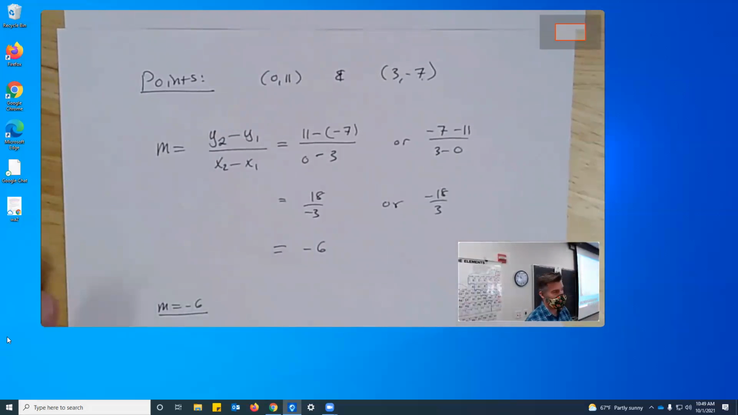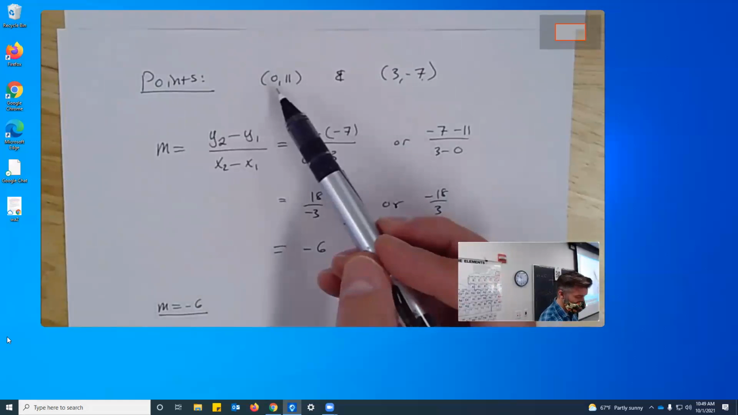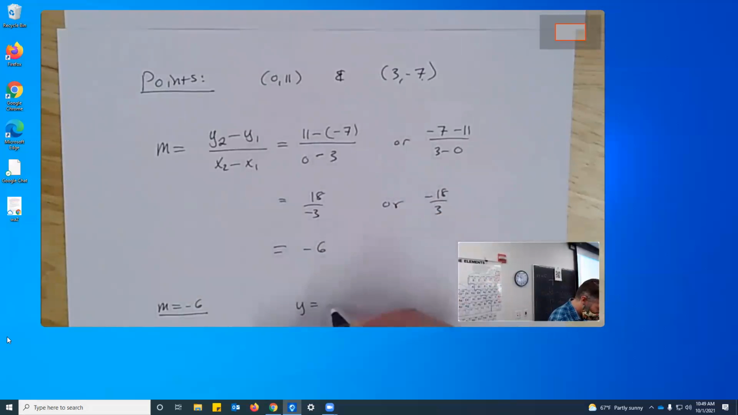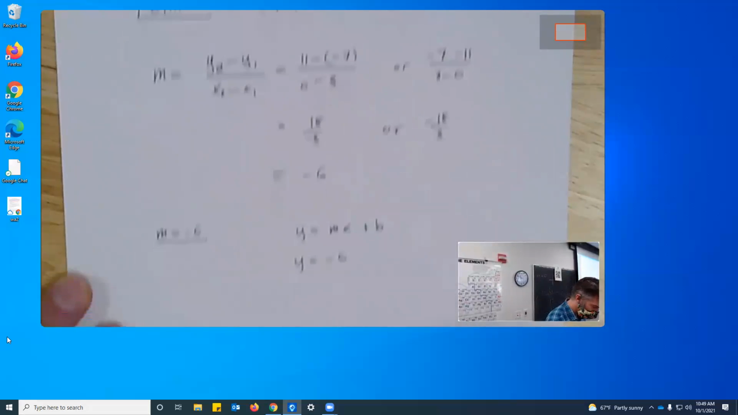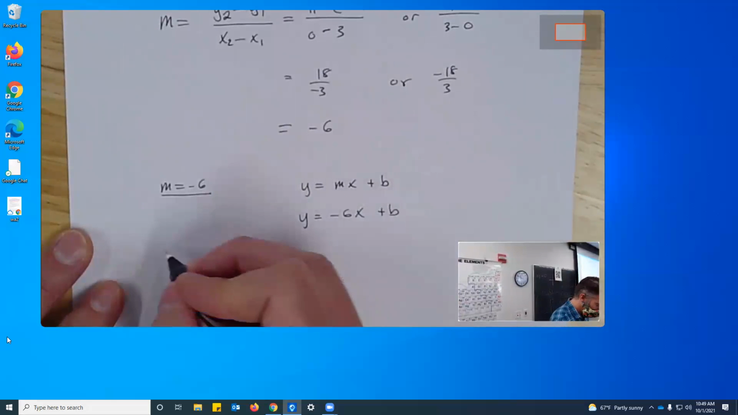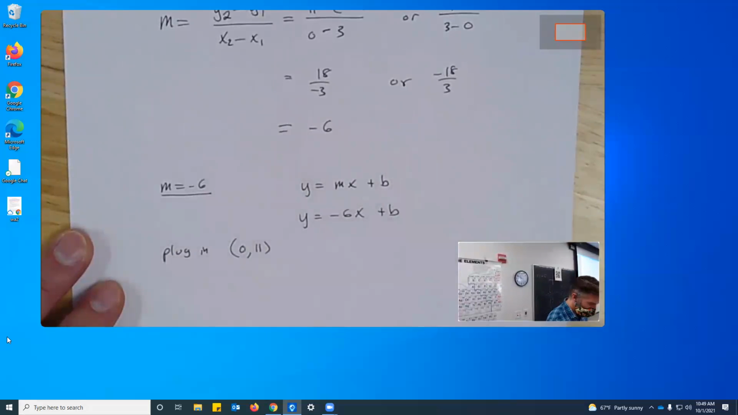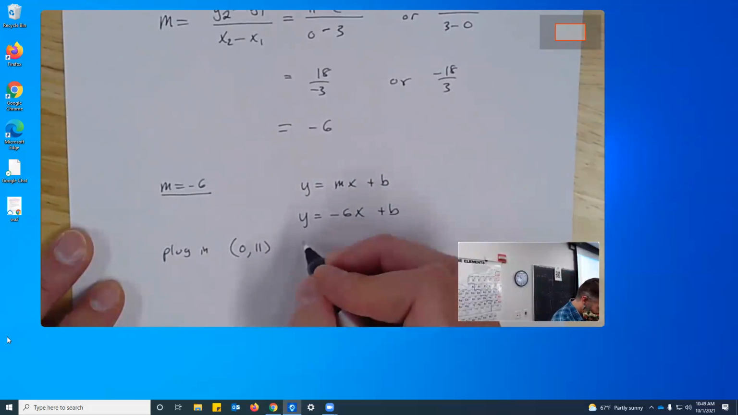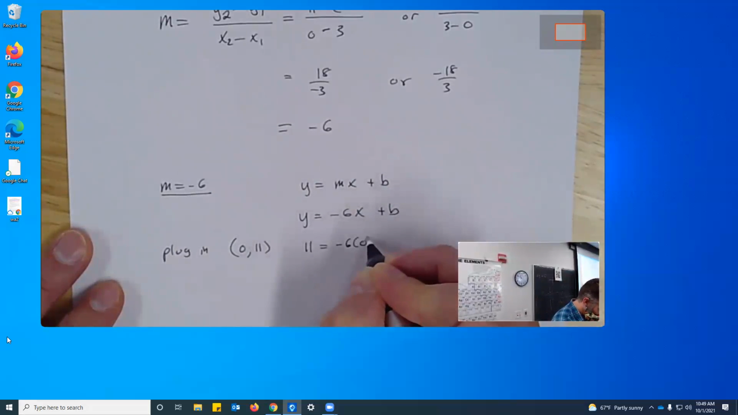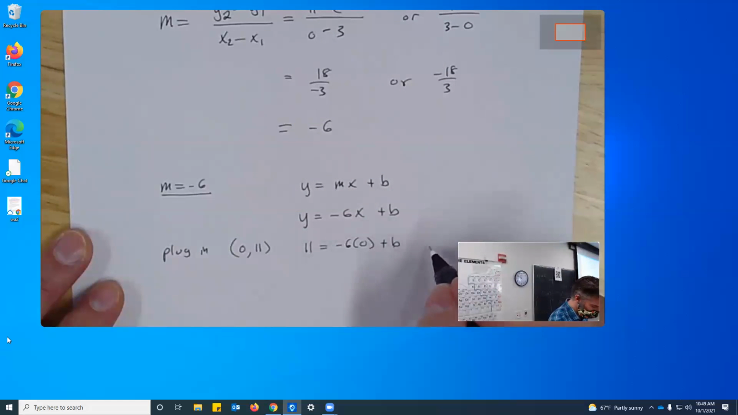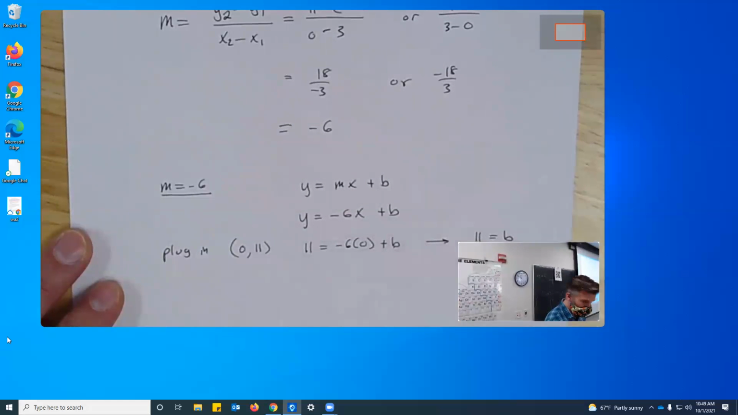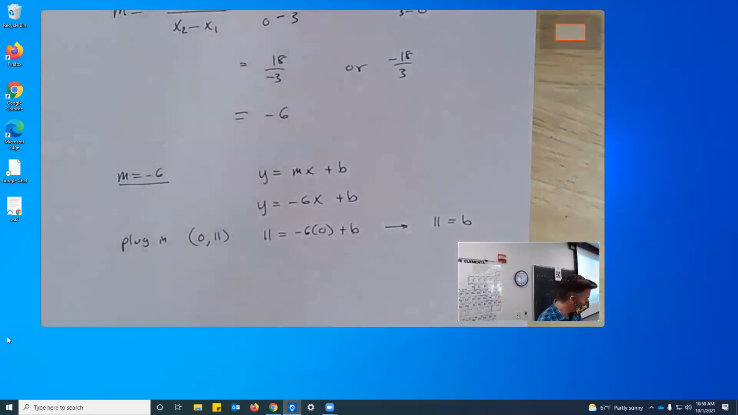So we are lucky in this problem in that they've given us a really easy point to use. The easiest way to answer this question would be to use the 0, 11 point. Say, okay, I know y equals mx plus b, which is y equals -6x plus b. And then I can plug in x equal to 0 and y equal to 11 to find the b value. So if y is 11 and x is 0, it's really easy to see that b has to be 11.